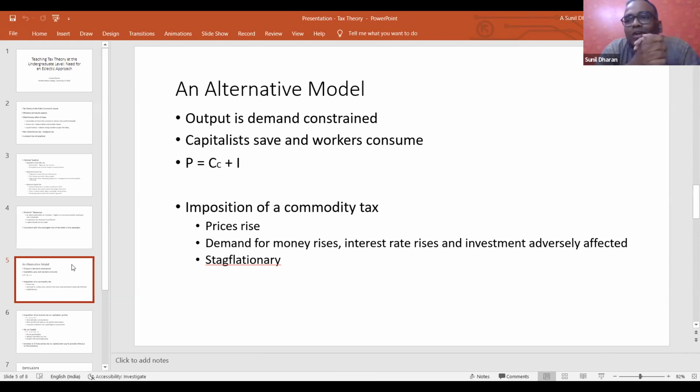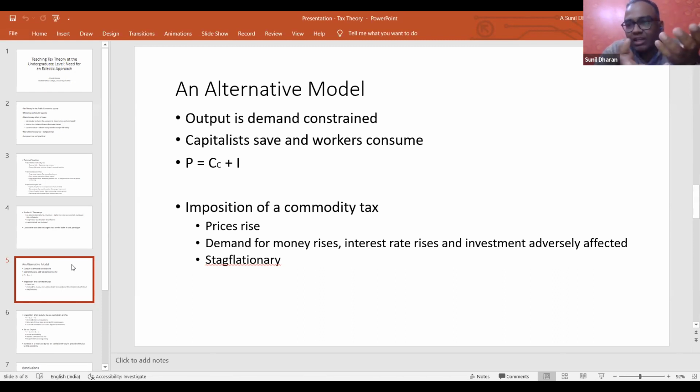By the way, the optimal taxation literature looks at taxation in a micro-theoretic framework. This model looks at taxation in a macro framework. Now, the results are entirely different when you consider taxation in a macro framework. Kalecki assumes a demand-constrained system where capitalists save and workers consume, and gross profit is determined by capitalist consumption and the rate of investment.